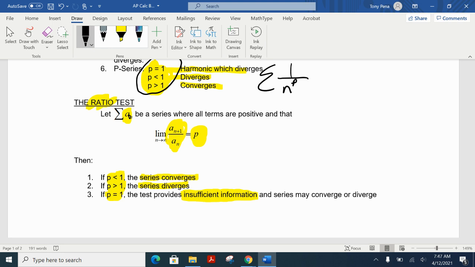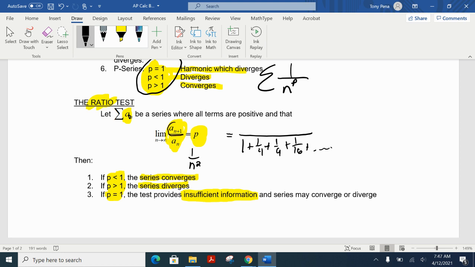Okay, so let me first try to set up what this ratio means. Let's say I have the series where my first term is 1, and then 1/4, and then 1/9, and then 1/16, so on and so forth. If you want to write that general term, we could. That would be the series 1 over n squared.